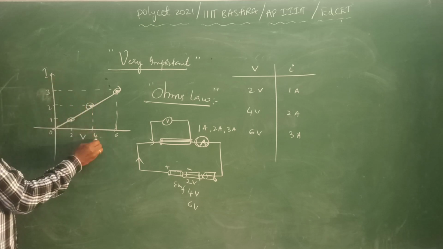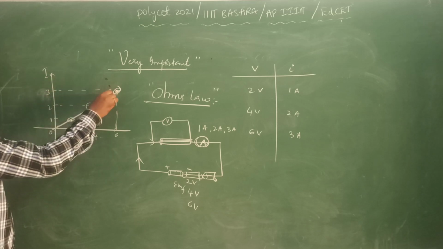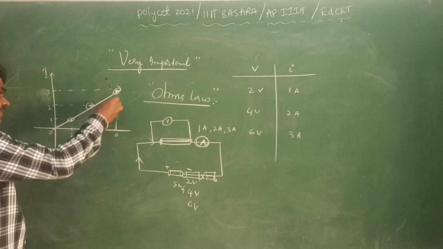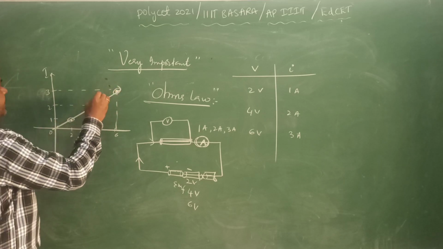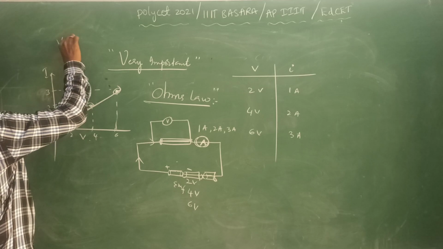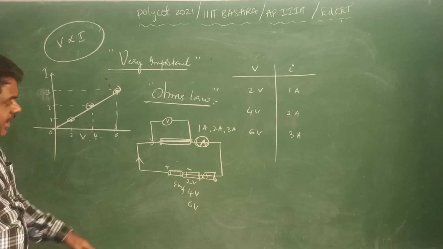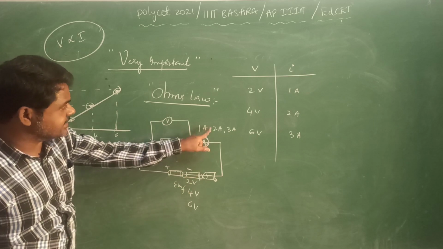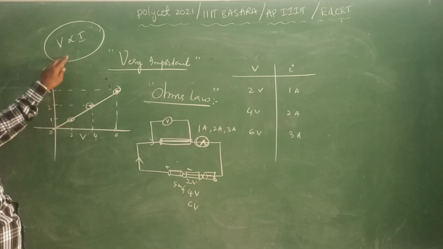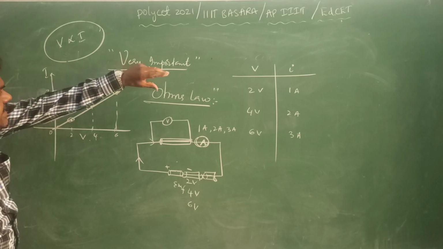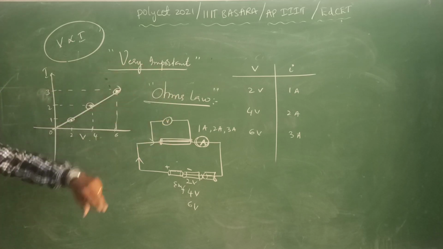So whenever the variation between two quantities is a straight line, whether passing through origin or not, then voltage is directly proportional to electric current. So as voltage is increasing, current is also increasing. As you know, voltage is directly proportional to electric current. So this is the observation that we can draw from this experiment.